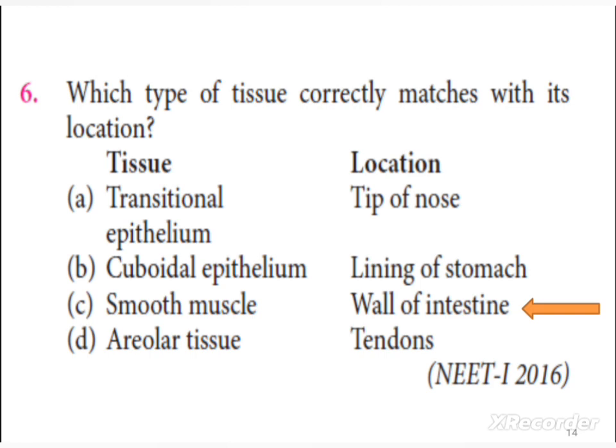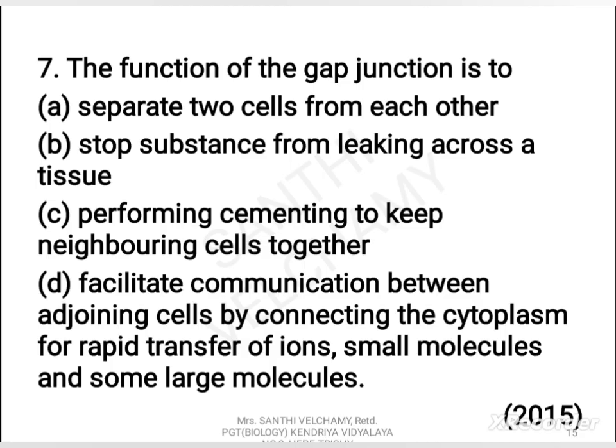Now let us go to the next question. The function of the gap junction is to A. Separate two walls from each other, B. Stop substances from leaking across the tissue, C. Perform cementing to keep neighboring cells together, D. Facilitate communication between adjoining cells by connecting the cytoplasm for rapid transfer of ions, small molecules and some large molecules. Now find the correct answer. D is the correct answer.